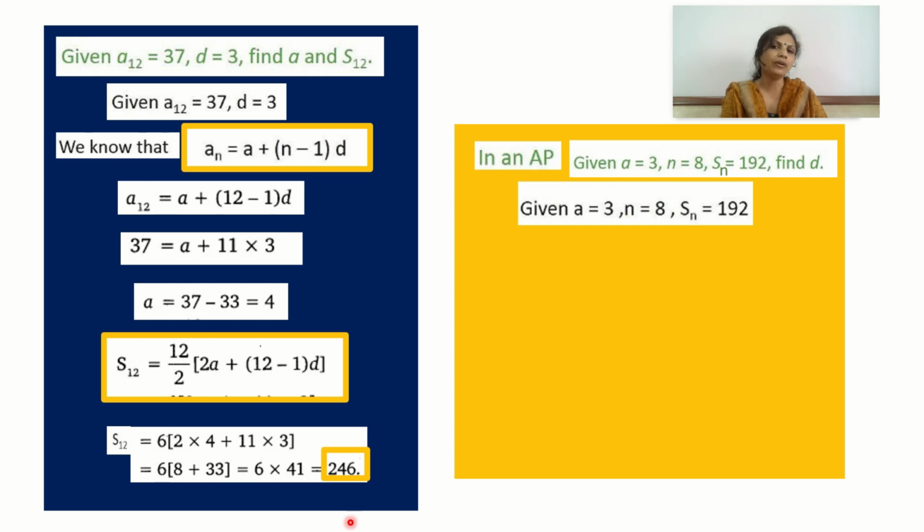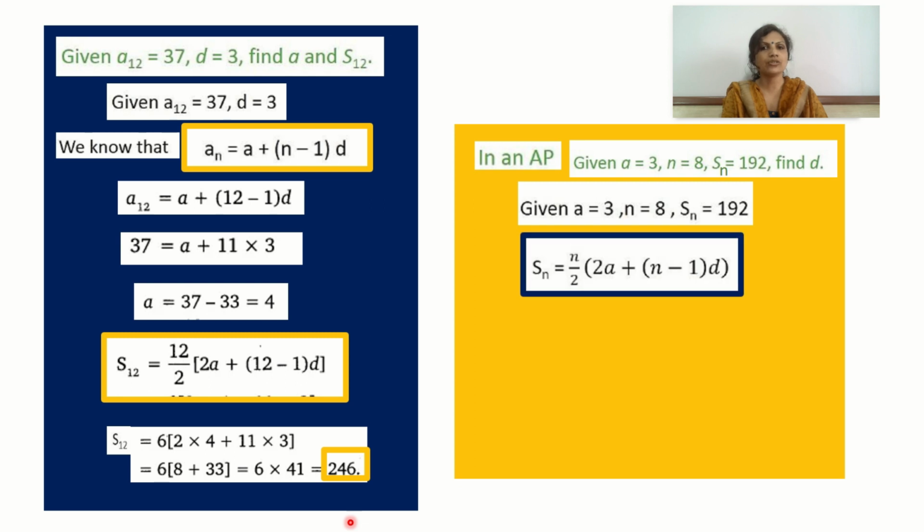How will you find out d? Very simple. In every sum, children, we have to just make use of the formula. And it should click in your mind which formula you will use, based on what is given to you. Now here we are given Sn, so we cannot make use of the formula of an. So we will make use of the formula Sn is equal to n by 2 in the bracket 2a plus n minus 1 into d.